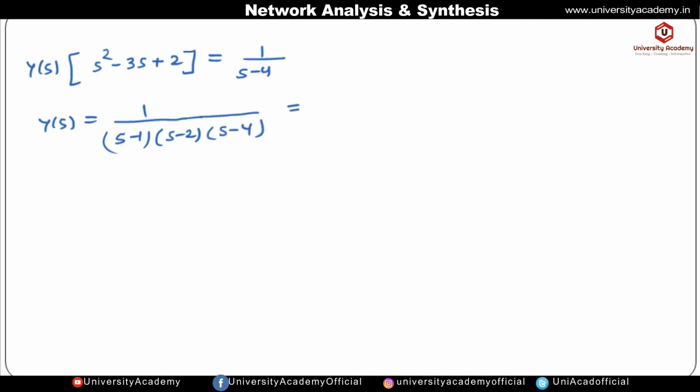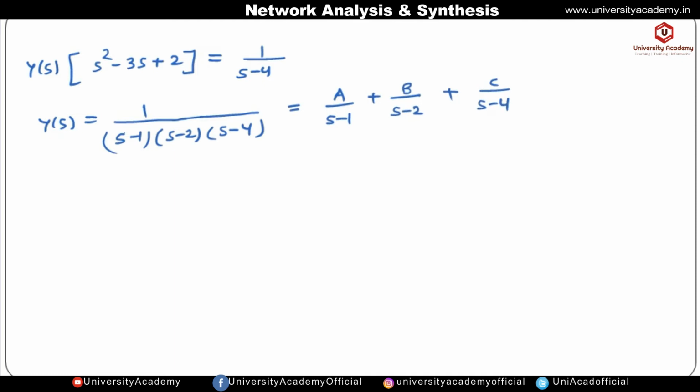Okay, so now we will solve this using partial fractions, so its form will be A by s minus 1, then B by s minus 2, then C by s minus 4. So we have to find out the values of A, B, C.